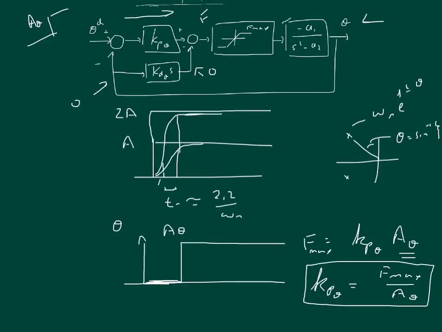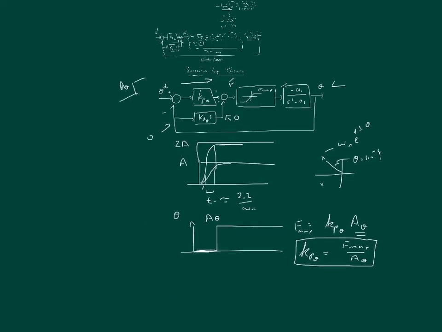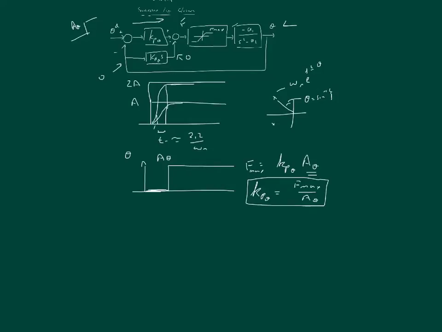Okay, so we've picked Kp theta, and now the idea is to find a method for choosing the derivative gain, Kd. The idea there is that we derive the actual closed loop transfer function, and we can derive it as follows.